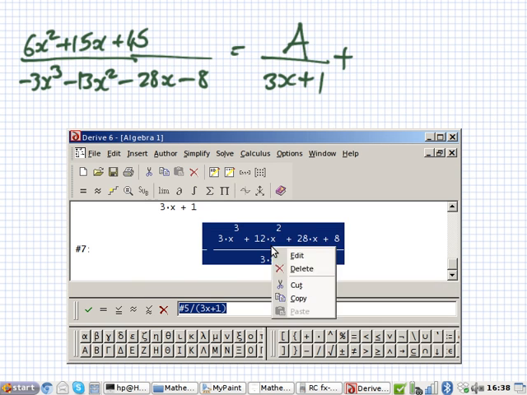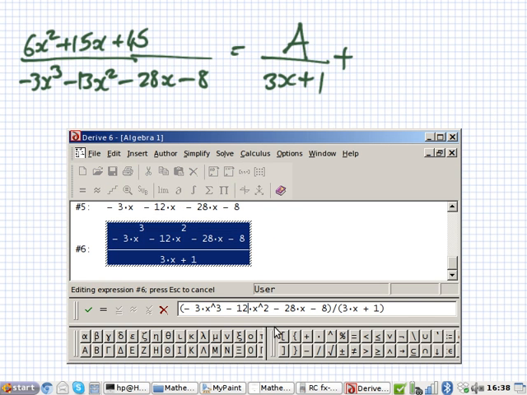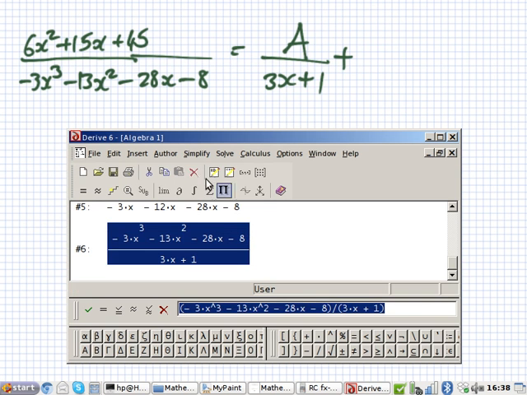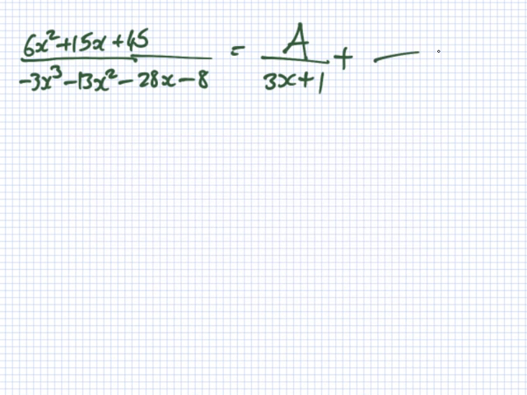Oh, I did, sorry. That should have been a 13. Okay. You got this? Yes? So, the other factor is minus x squared minus 4x minus 8. So what do we put on the top here? Bx plus c.